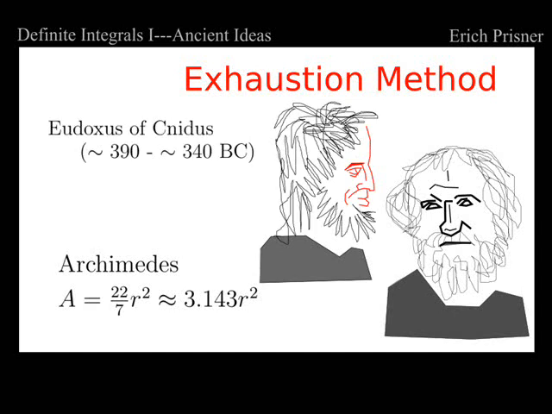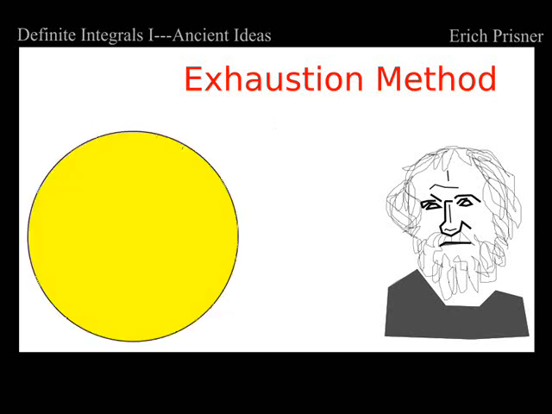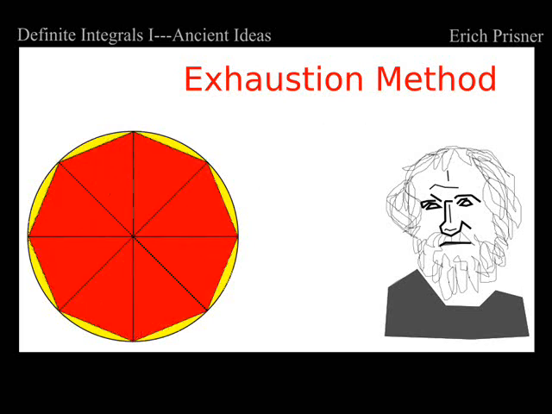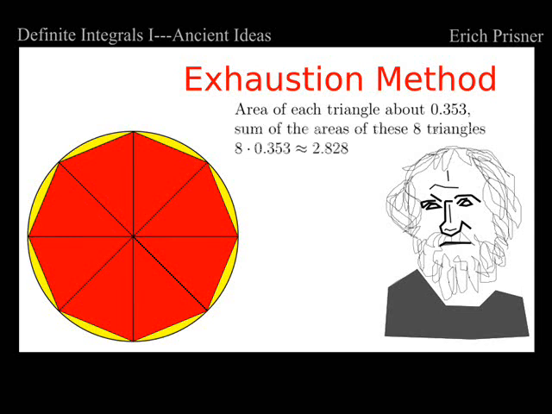Let me illustrate the exhaustion method used by Archimedes at a circle. For simplicity, look at a circle with radius r = 1. We can inscribe a square with base length square root of 2. Therefore, the area of such a circle would exceed the area of the square, which is the square root of 2 squared, or 2. Next, we inscribe 8 triangles, as shown here. Each one has an area of about 0.353. Thus, the sum of the areas of those 8 triangles is about 8 times 0.353, which is about 2.828. Since these triangles are inscribed, we know that pi must be at least that large.